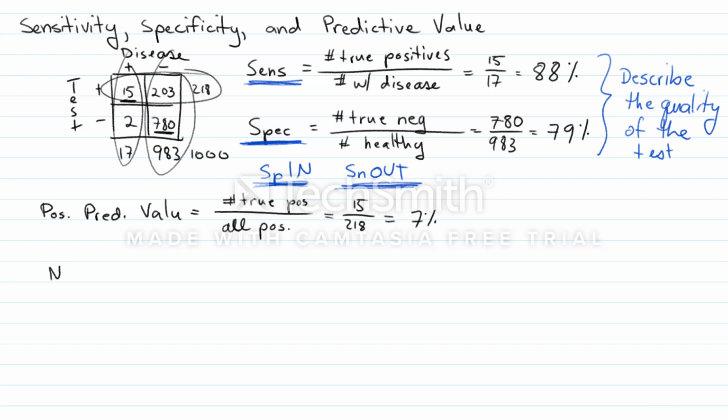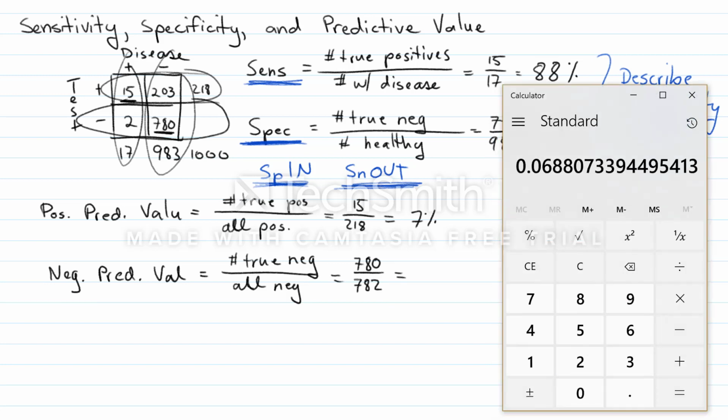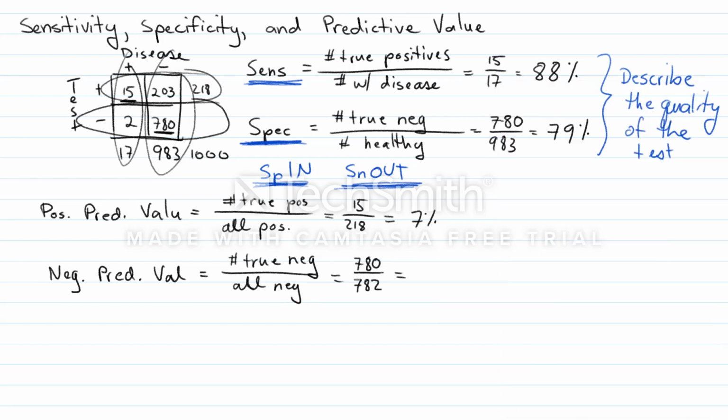And then negative predictive value is going to be similar to specificity, but not the same. It's the number of true negatives divided by the number of people who have a negative test. So that's going to be all negatives. So in this case, we have 780 true negatives, 782 negatives total. And you can see this is going to be a pretty high percentage. 780 divided by 782, 99.7.